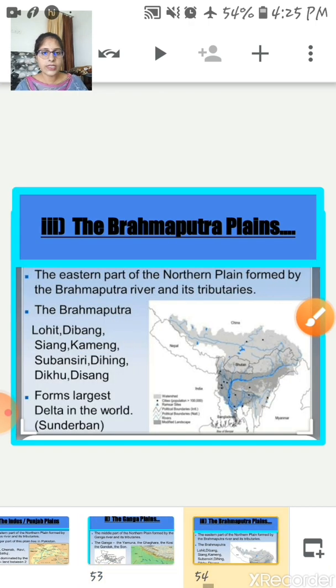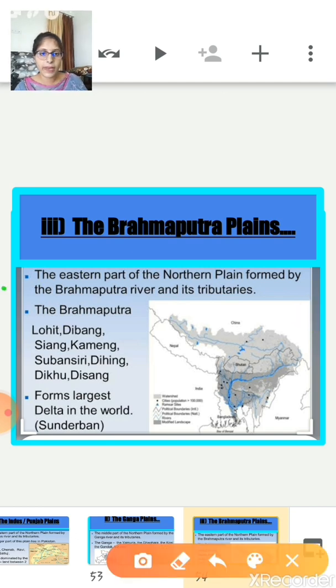And the last one is the Brahmaputra plain, basically the eastern part of the northern plain, formed by the Brahmaputra river and its tributaries. Brahmaputra along with the Ganga forms the largest delta in the world, and this plain lies in the Assam region.